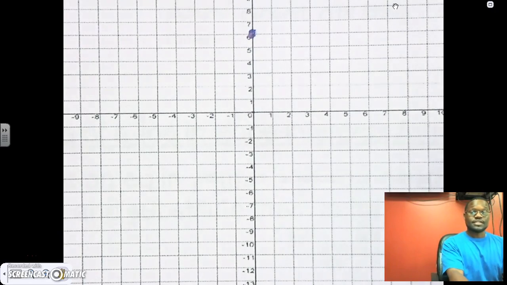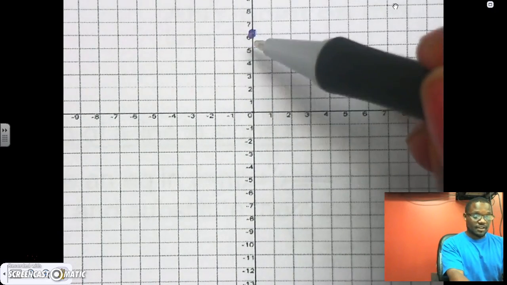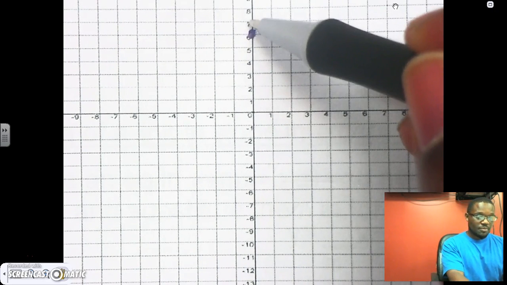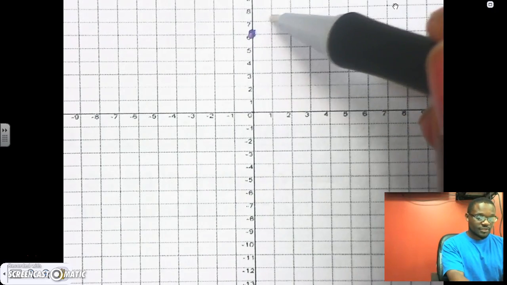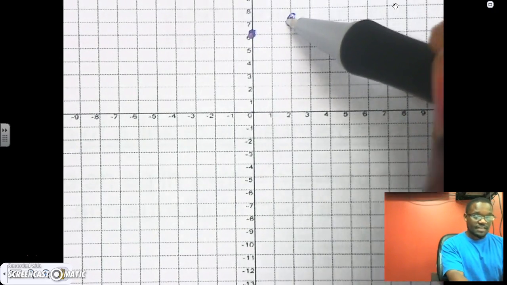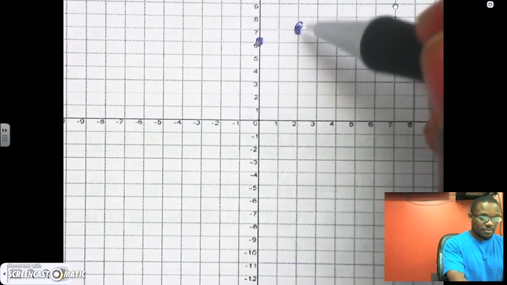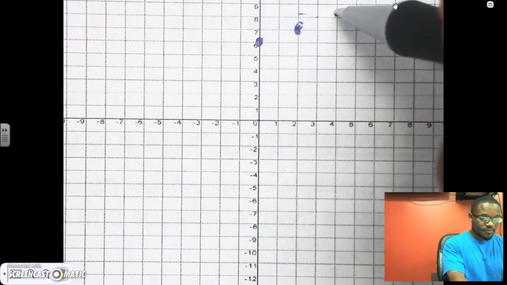How many points does it take to graph a line? 2. That's my first point. My slope is 1/2, which tells me where to find my next point. So I go up 1 and to the right 2 since they're both positive. And by the way, if you really want a good looking line, you do more than 1 point. So I can go up again, up 1, to the right 2.